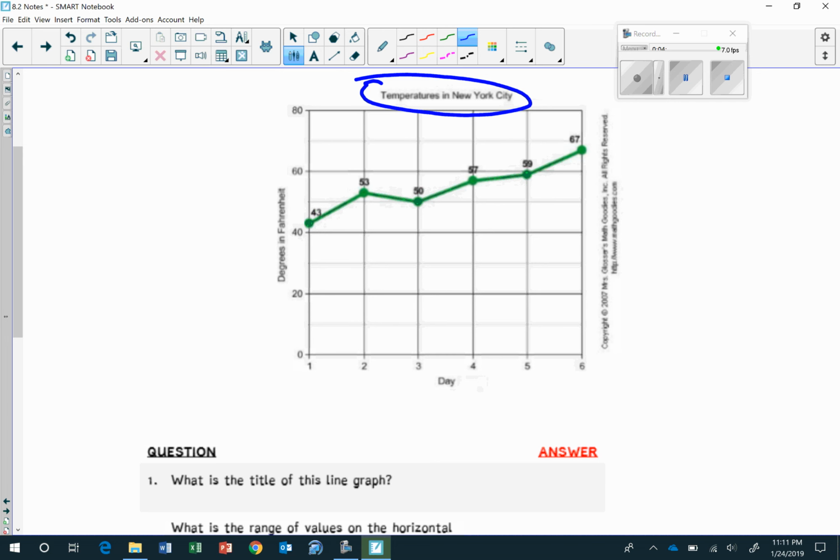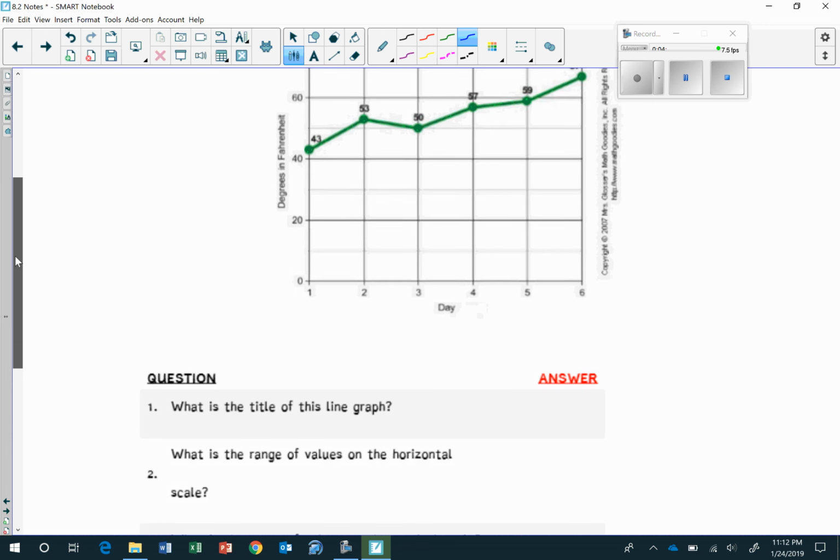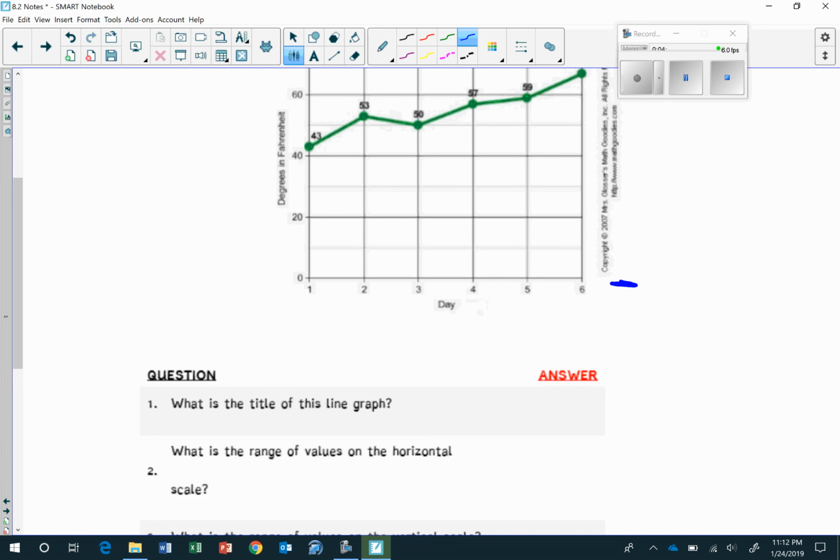The next question says, what is the range of values on the horizontal scale? Again, horizontal is going to be this one, left to right. So the range is just the biggest one minus the smallest one. So our biggest one is 6. Our lowest one is 1. So our range is going to be 5.